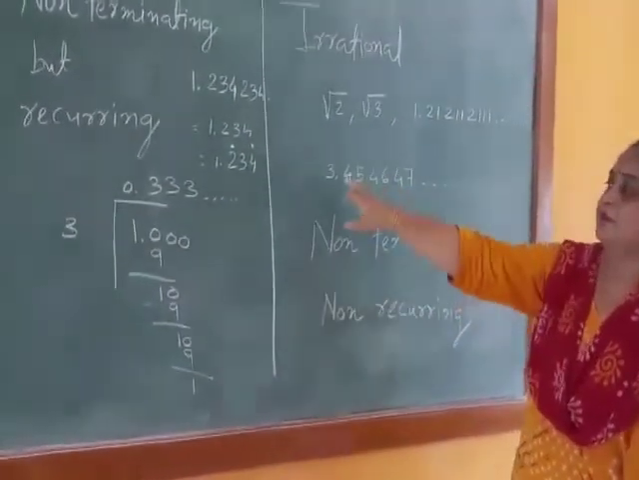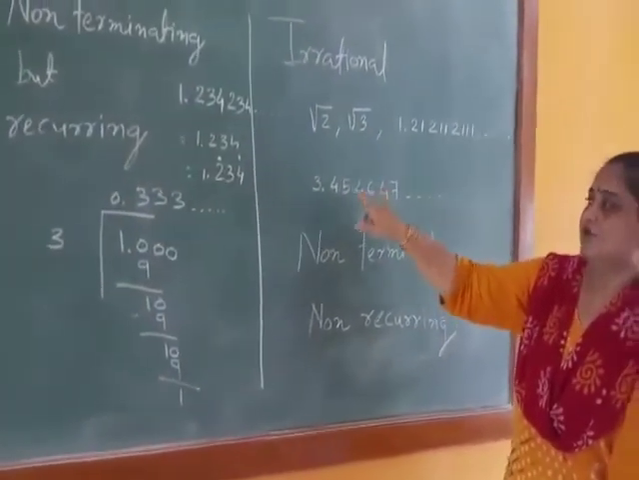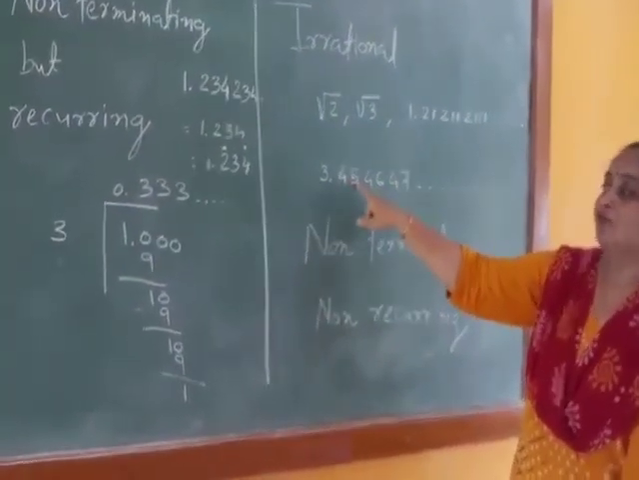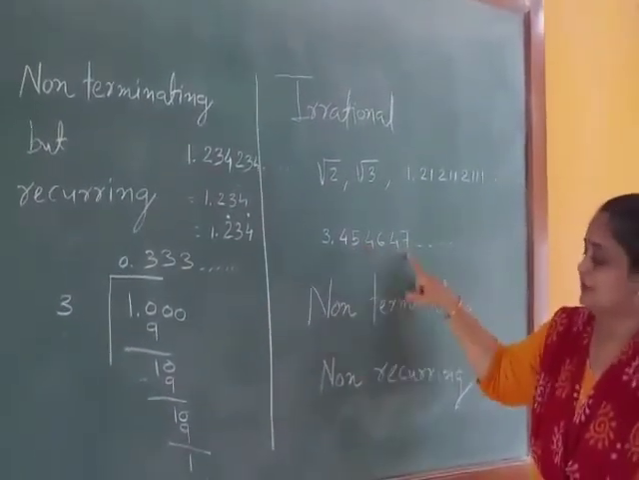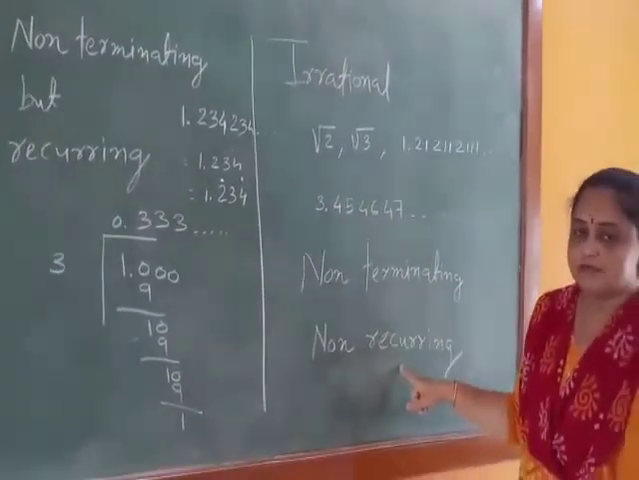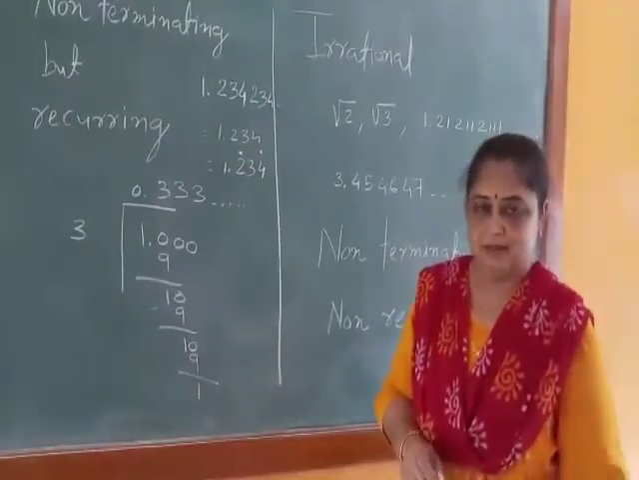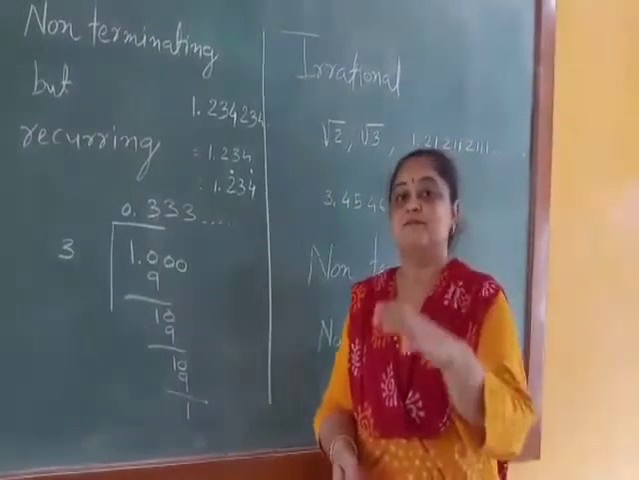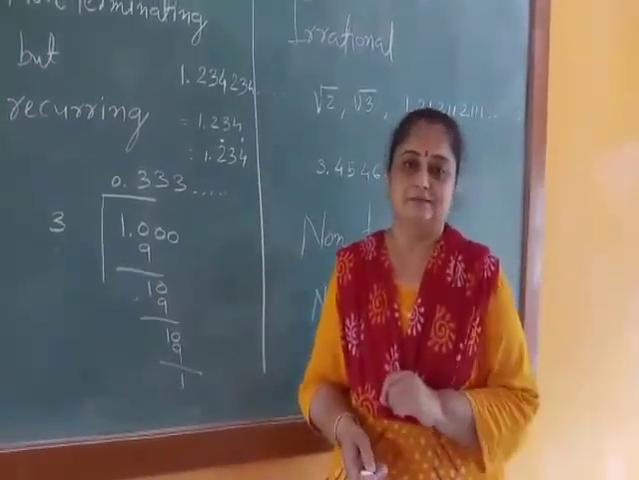One more example. You can see here 4, 5. Then 4, 6. 4 is repeating, but with 4, what is here? 5. Then 6. So this is called non-recurring. This kind of number is called an irrational number. I hope you can now easily differentiate between rational and irrational.